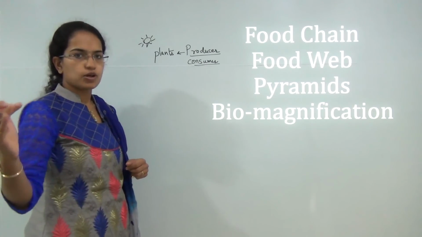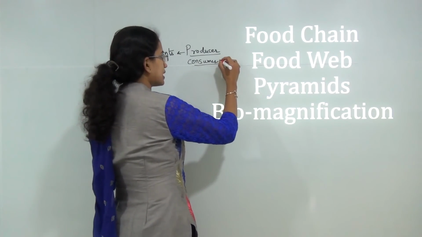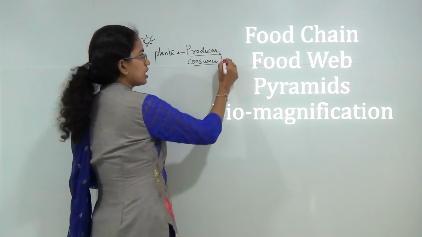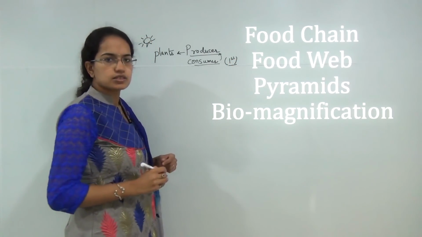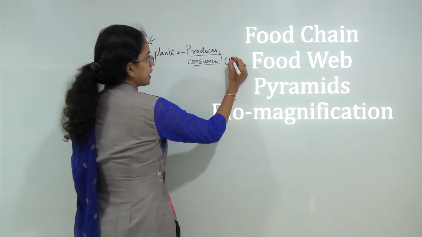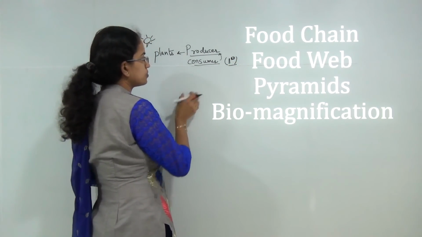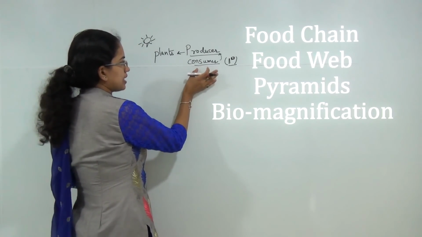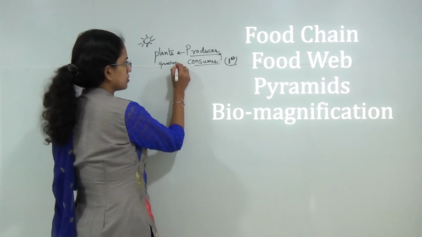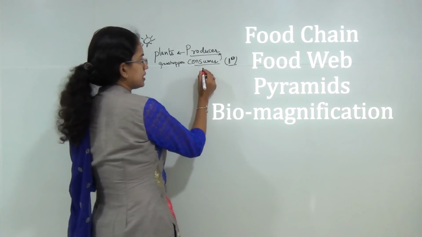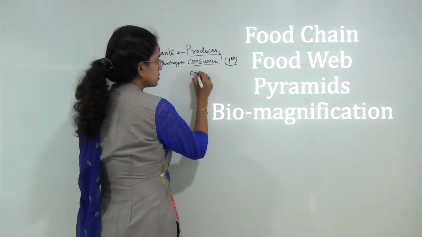Now consumers can be of various kinds. Those who consume directly from the producer are known as the primary consumers, or I can say first degree consumers. An example of this would be a grasshopper. Then there can be secondary consumers.